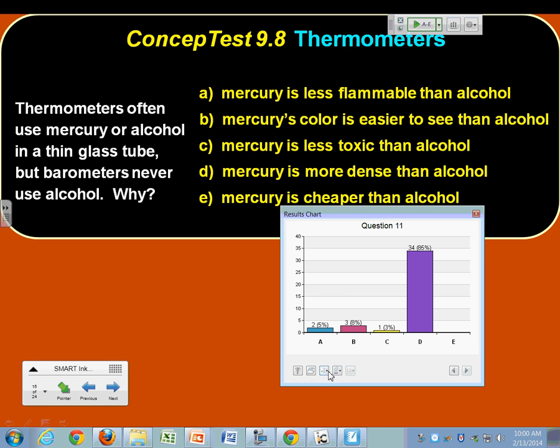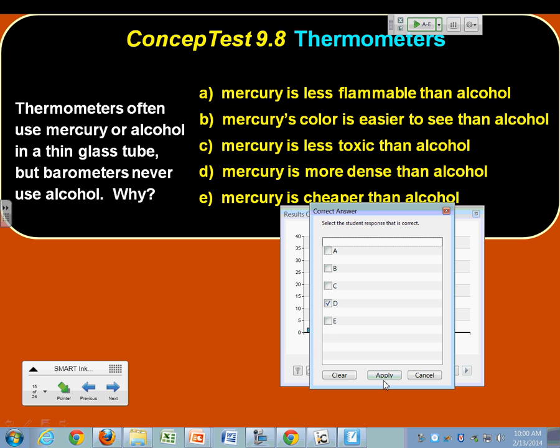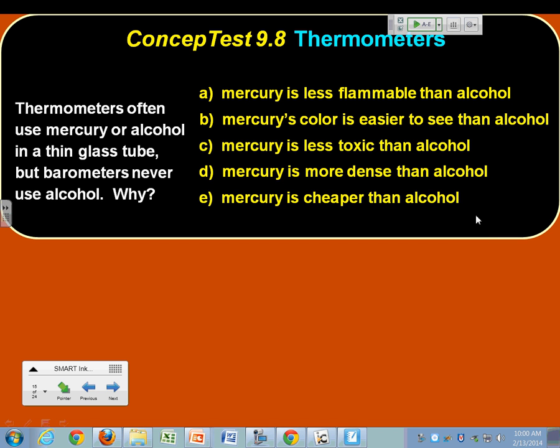All right, very good. D. Mercury is a lot more dense because if we use something like water or alcohol, which is even less dense than water, our column would be how tall? If we used water in a barometer, how tall would the column be? 10 meters, right. It would be 30 feet tall. In fact, for the first barometer, they used wine, and it was about 30 feet tall.